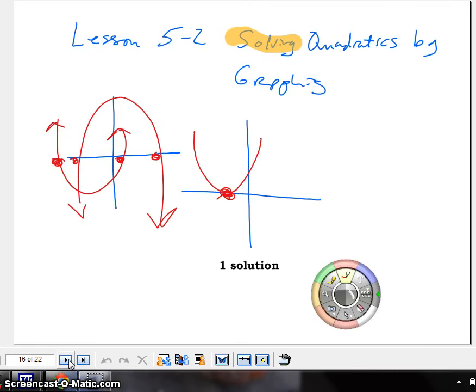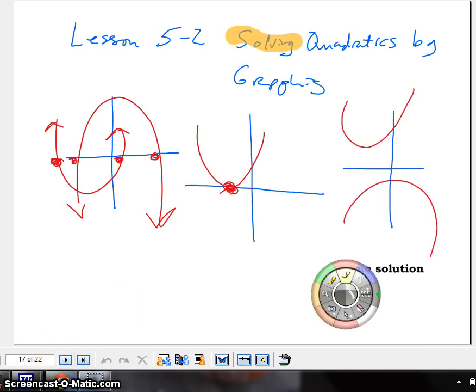We could have one single solution. So the parabola, whether it's facing up or down, rests at its vertex on the x-axis. And we could have the parabola not resting on the x-axis, not intersecting the x-axis at all. So therefore, it would be no solution. So those are our three possibilities: 2, 1, and no solution.